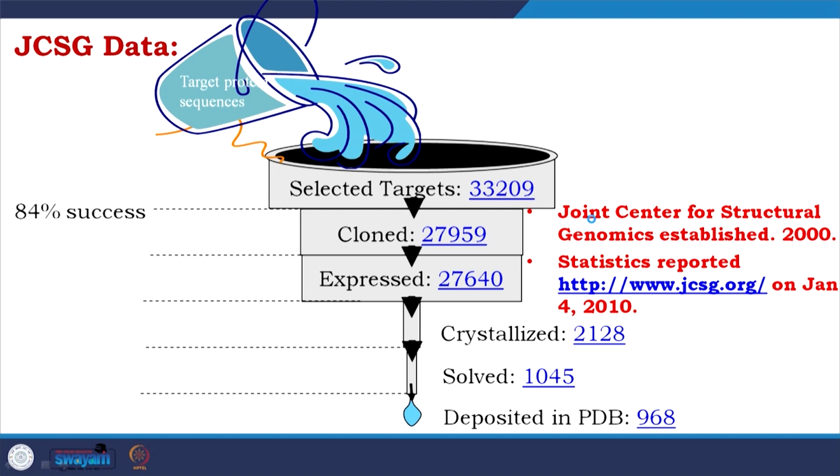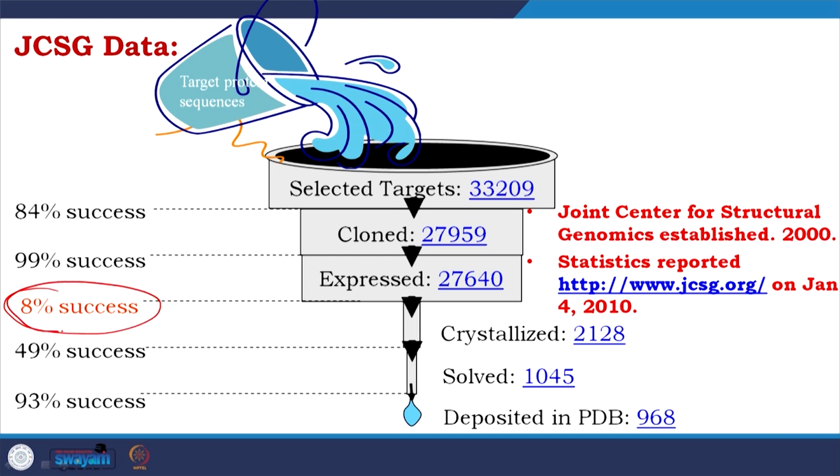If you look at the percentages, from selected target to cloning they have a success of 84%. From cloning to overexpression, 99% success. From overexpression to crystallization, 8% success. From crystallization to solution, 49% success, and from solution to deposition in the PDB, 93% success. So you can clearly see the blocking point, and that is why, from the introduction, I am giving so much importance to the process of crystallization.